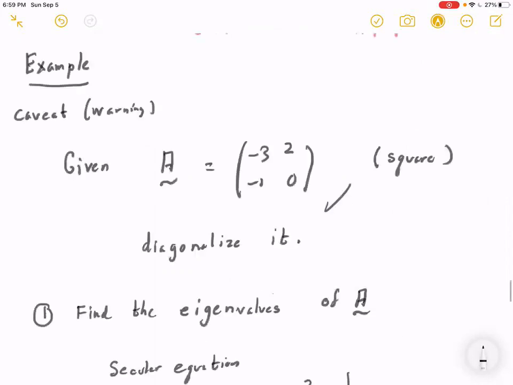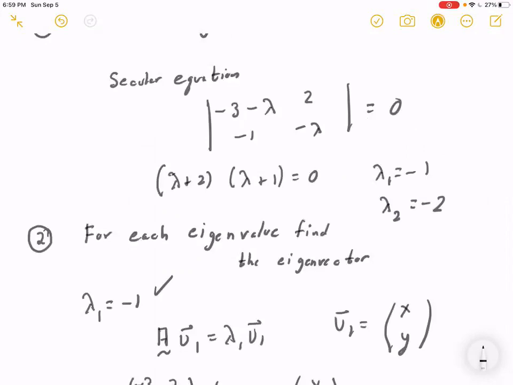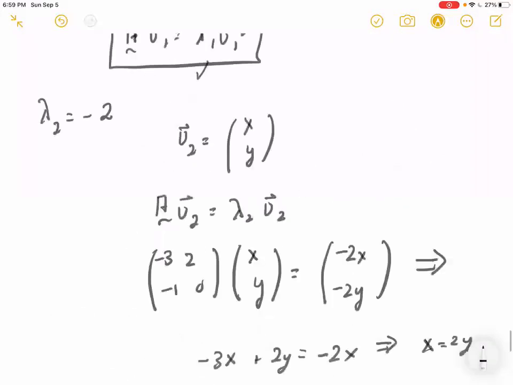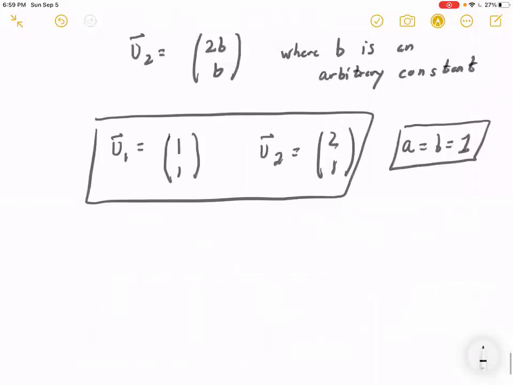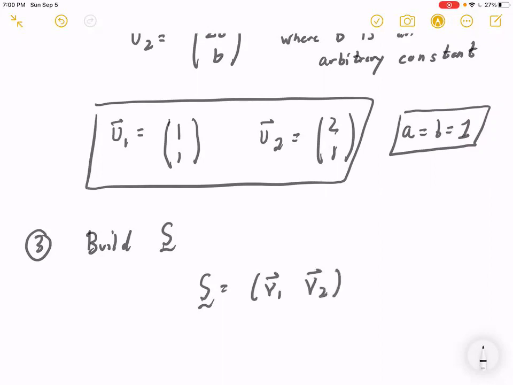So far, this is completely similar to the normal path that we've used for solving an eigenvalue problem. Now, here comes the new stuff, the good stuff. Now that I know the eigenvectors of A, I need to build this special matrix S. So S is just a matrix whose columns are the eigenvectors V sub 1 and V sub 2. So that's easy. There's S.